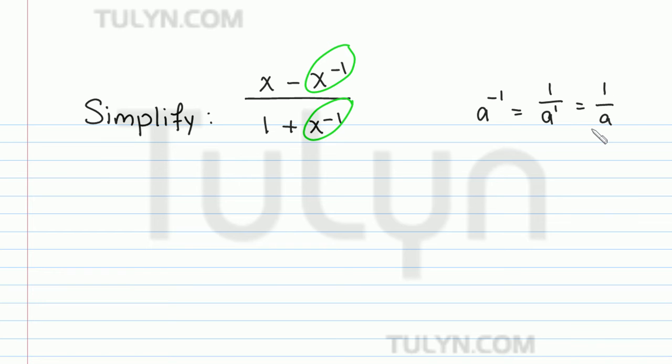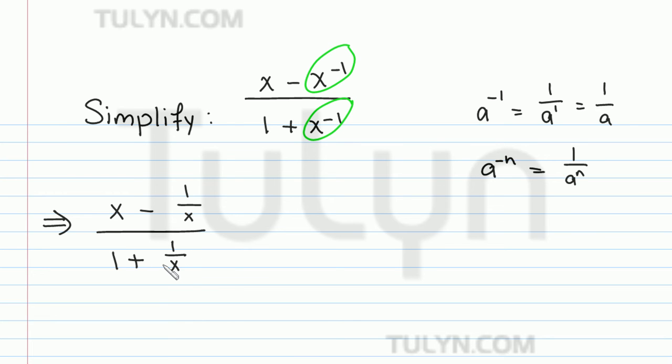And for reference, similarly, a to any negative power is just 1 over a to that positive power, right? So, keeping that in mind, we can rewrite this as x minus 1 over x in the numerator, and then 1 plus 1 over x in the denominator. So now we have a complex fraction.